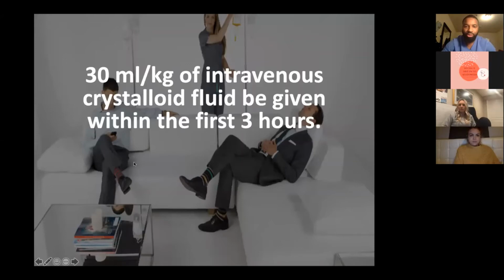So 30 milliliters per kg of intravenous crystalloid fluid. You want to give a crystalloid fluid within the first 3 hours. So you do the math, right? You check the patient's weight, and then it tells you how much fluid to give that particular patient. So you want to give this within the first 3 hours of the patient coming in.